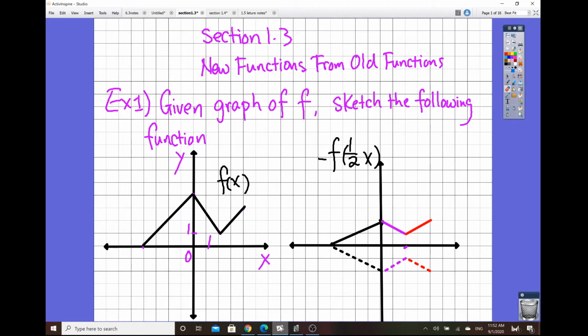Good morning, calculus class. Today is for lecture section 1.3, new functions from old functions. It's all about the composition.